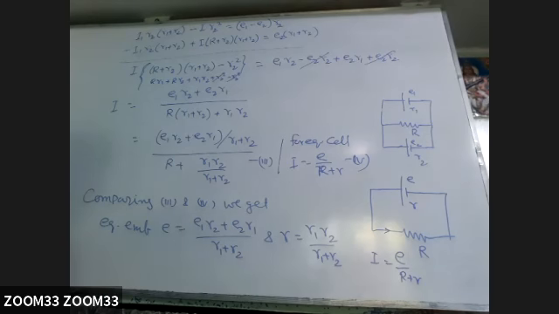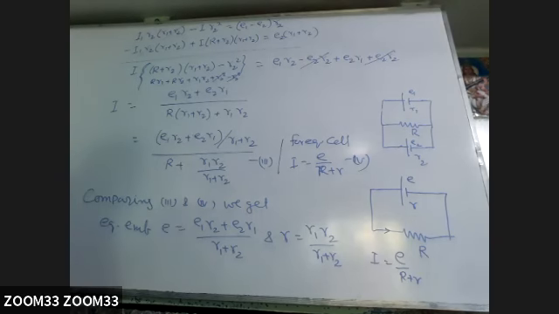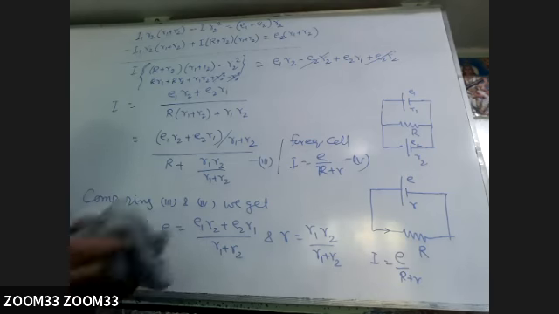So we have to keep this formula in mind. If two cells are there in the circuit, try to use this formula. Now come to the same circuit which was given to you, and we will verify whether we have got the correct answer, or how we can solve the same problem without writing the loop equation.